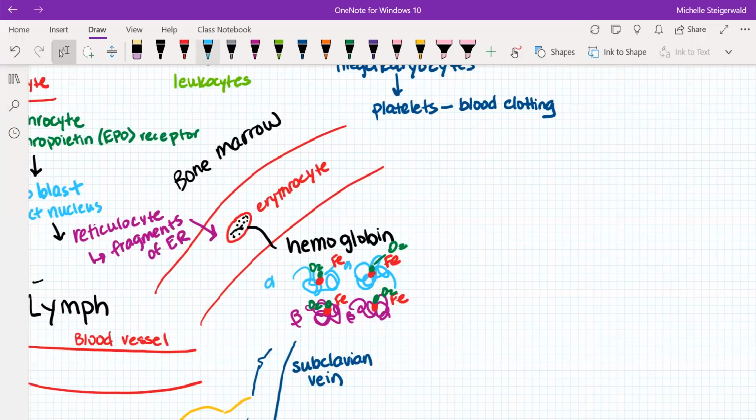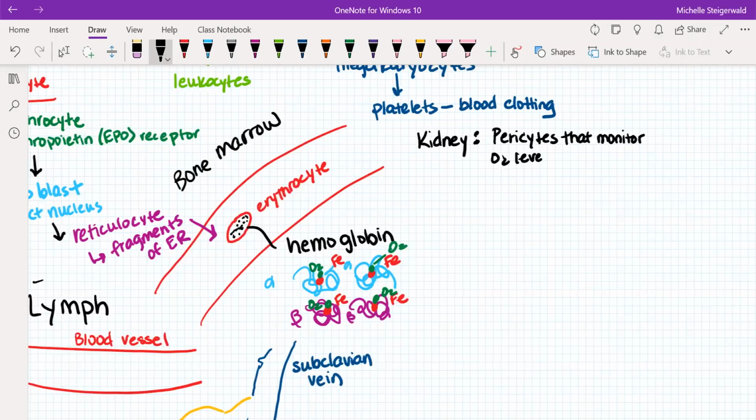So we have from the kidney, I shouldn't do equals. We have cells called pericytes that monitor O2 levels. If O2 is low, it's going to release EPO, erythropoietin. That erythropoietin is a hormone. It's going to go into the blood.